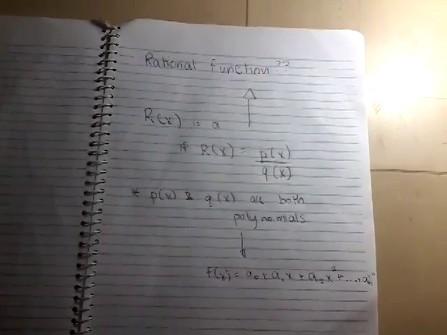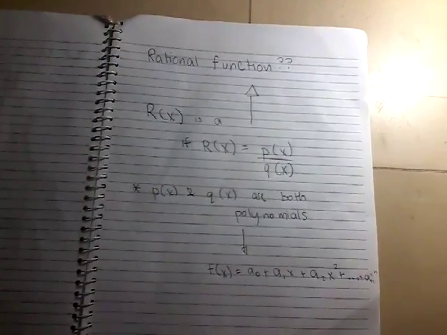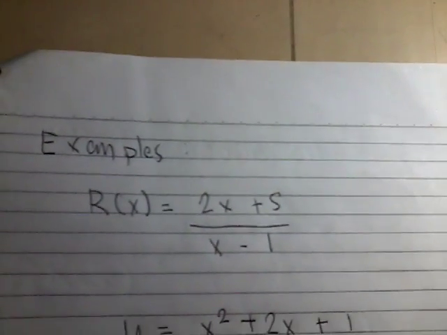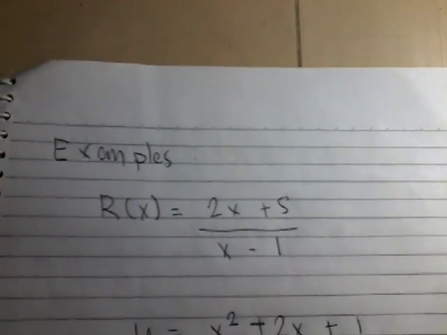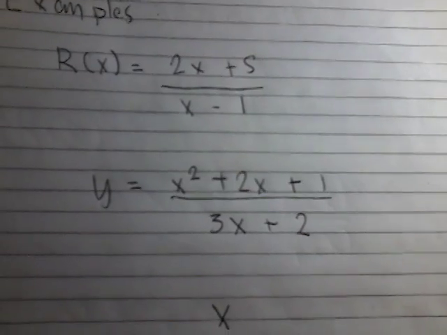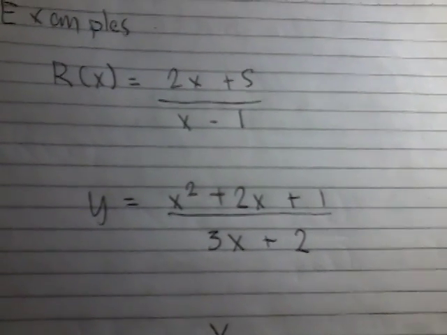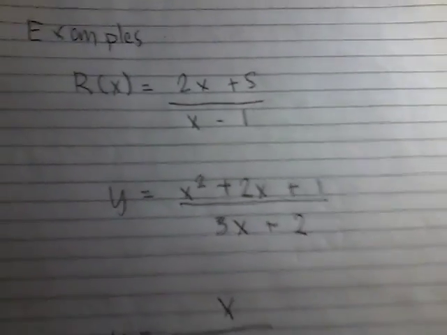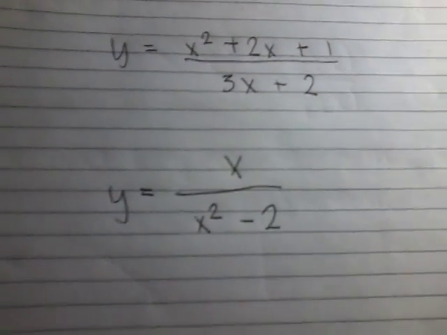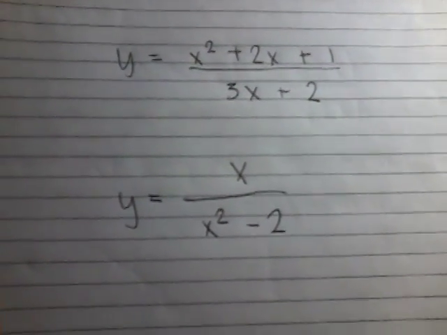Here are some examples of rational functions. R of x is equal to 2x plus 5 over x minus 1. Y is equal to x squared plus 2x plus 1 over 3x plus 2, and y is equal to x over x squared minus 2.